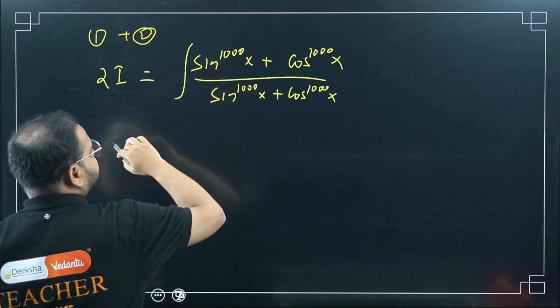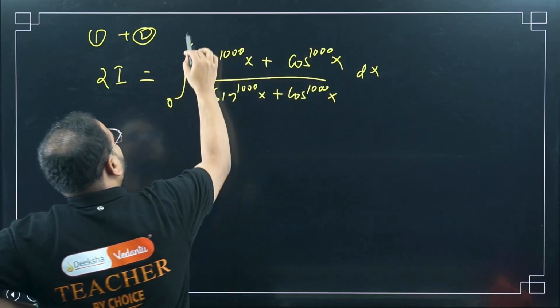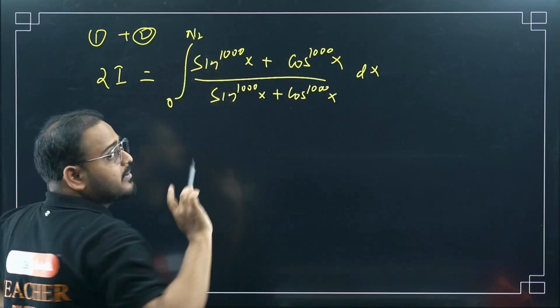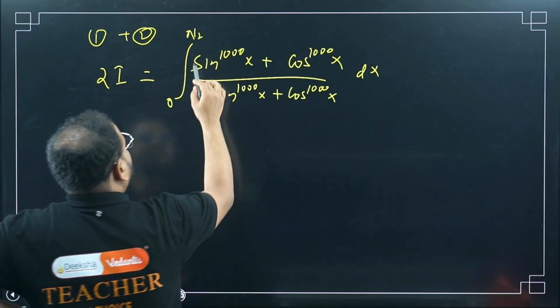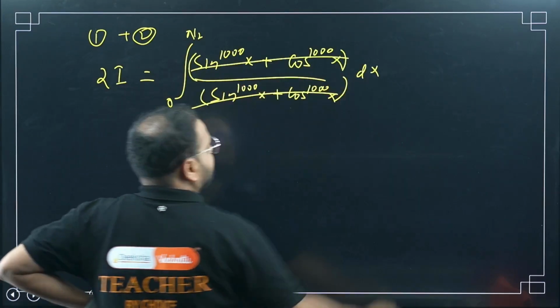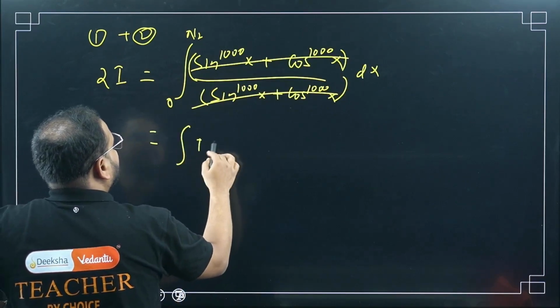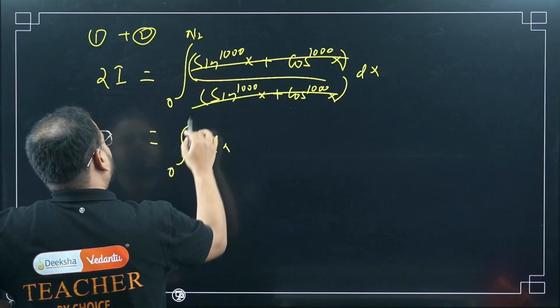In the integration, right? With the dx. Limit from where to where? 0 to pi by 2. The limit will not change. Please check here. This whole thing will get cancelled, no? Same thing is there. So what do I get? Integration of 1 dx, from 0 to pi by 2.